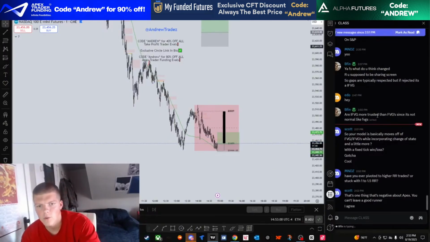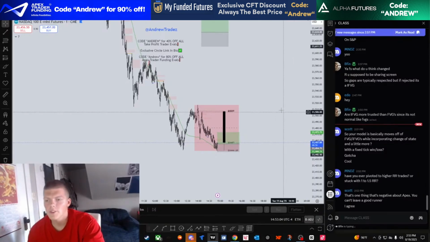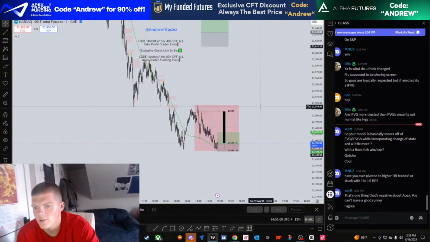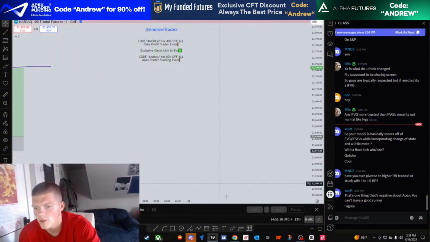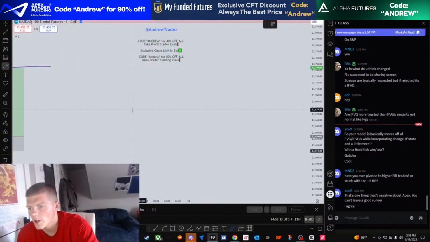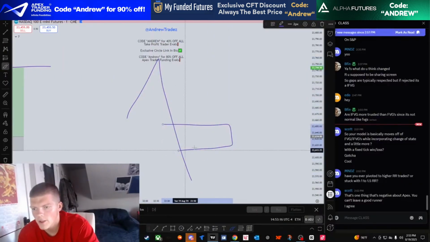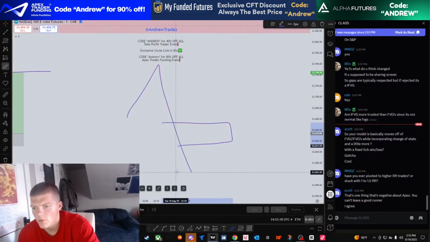Are IFVGs more trusted than fair value gaps since it's not normal? I would say yes. IFVGs are going to be your best friend. I think they're better because they're just going to tell you more. Especially on the higher time frame, right? We're in a downtrend, and we get an hourly fair value gap here. If we're in a downtrend, what are you going to expect? Okay, I'm going to expect we tap in and go lower.